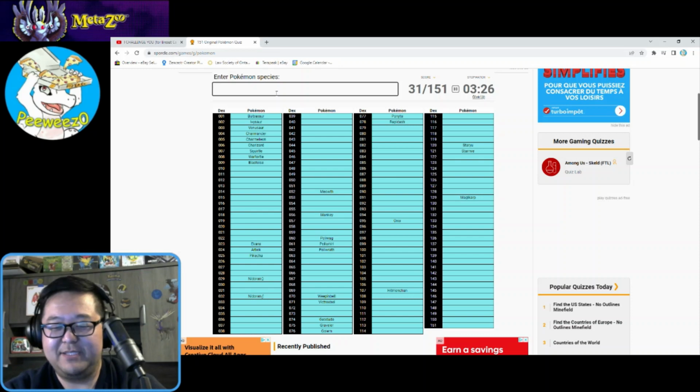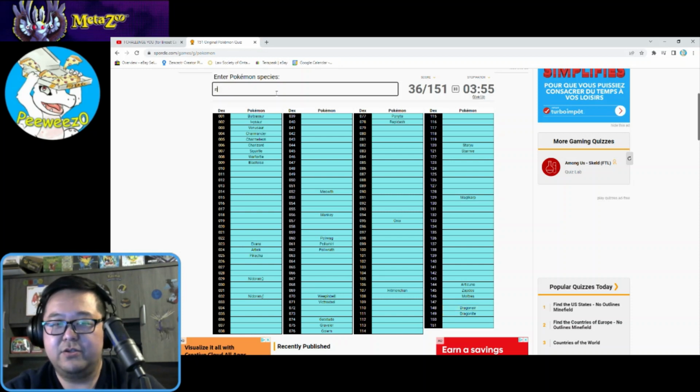So, let's see. Let's do the three legendary birds. Zapdos, Moltres, Articuno. So actually a fun fact about that one is that you got the ending of the legendary bird names. So Articuno, Zapdos and Moltres. So it's uno, dos, tres. And that's Spanish for one, two, and three. And I guess that's how they got the English names for it. Thinking about dragons already. Dragonite.